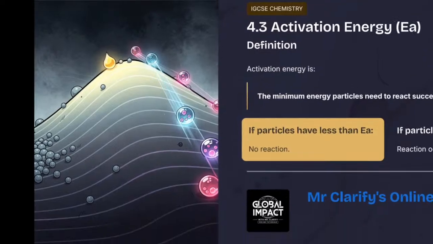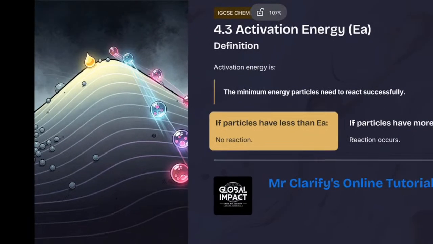This takes us to this word, activation energy. This is just the amount of energy that is needed for a successful collision. The minimum amount of energy that you need for a successful collision. If you collide and your energy is less than activation energy, then no reaction will happen. When you collide, the energy must be equal to or greater than activation energy. If particles have less energy than activation energy, no reaction. If particles have more energy than activation energy, a reaction will occur. So activation energy is just the minimum amount of energy you need for a reaction to occur. Okay?